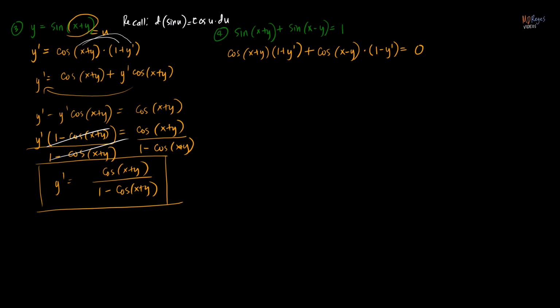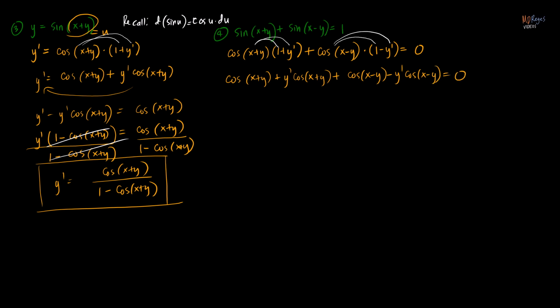Again, we'll have to remove the grouping symbols and then solve for y prime. Removing the grouping symbols, we just have to distribute cosine of x plus y inside the parentheses, and also cosine of x minus y inside 1 minus y prime. That's what we're going to do. So we'll have cosine of x plus y plus y prime cosine of x plus y plus cosine of x minus y minus y prime cosine of x minus y equals 0.